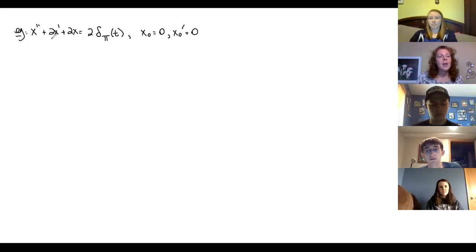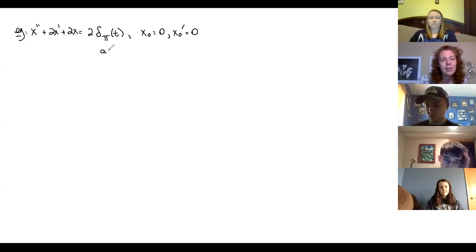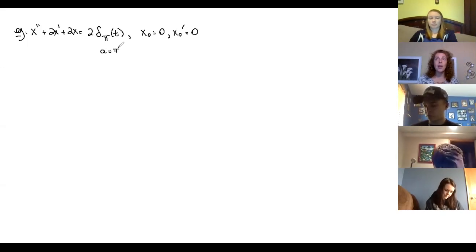I have a damping constant, and I have my mass and my spring constant, and then I'm going to shove the object at time pi, so a is equal to pi in this case, and I'm shoving it with a force of 2 units, whatever those are. That's what this is describing, if you think about it as a physical system.